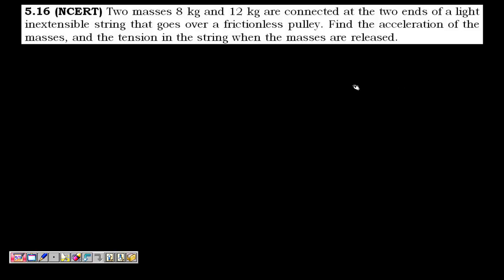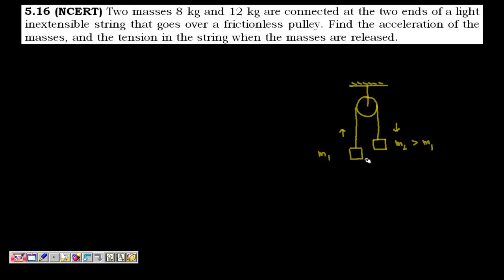So in order to solve this problem, let's sketch it first. We have this rigid support and we have this pulley, and this pulley is frictionless and massless, and the string is massless. So we have an ideal situation for the pulley and the string. This is mass m1 and this is mass m2. Say m2 is greater than m1. So m2 will go down and m1 will go up.